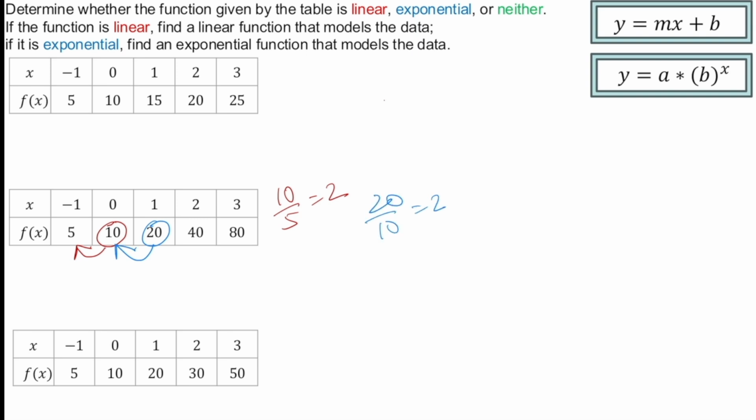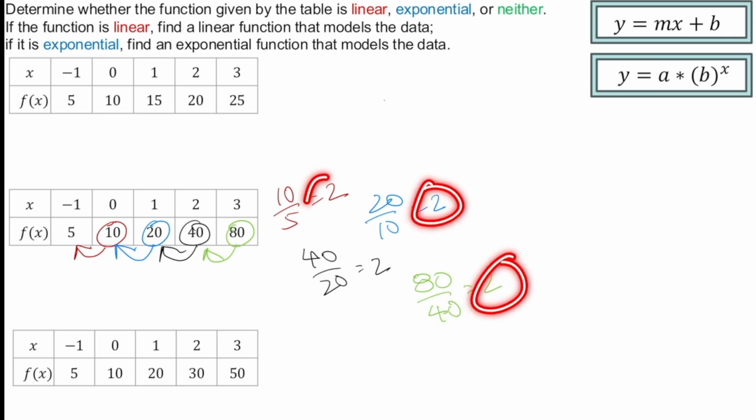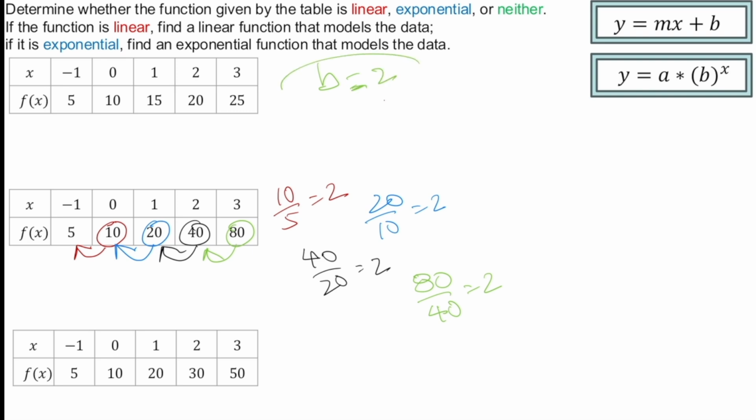As you can see, we're getting the same value. 40 divided by 20, I'm getting a ratio of 2, and it's constant. 80 divided by the previous one, as we can see, we got a 2 in all of them. And that's my growth factor, so that's my b value. Therefore, this is an exponential function. So to write an exponential function, I need two things. I need my growth factor, and I need my a value. My a value is my initial value.